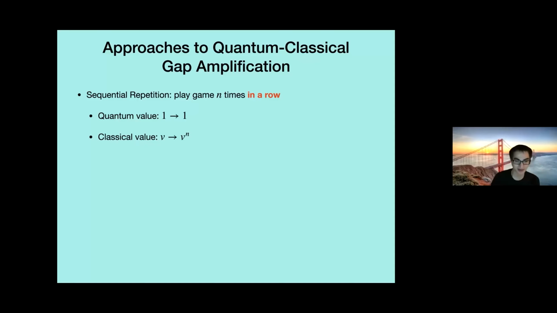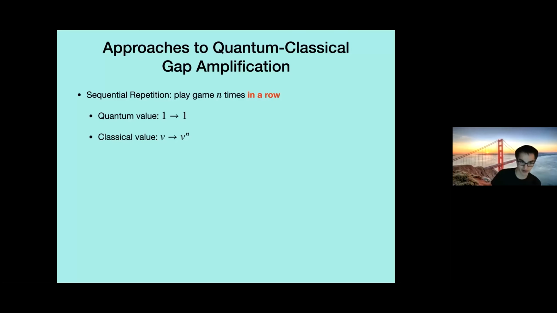Similarly, the classical value kind of behaves as you'd expect when you repeat sequentially. If you started with some classical value v, where v is less than 1, then when you repeat n times, the classical value becomes v to the n. So it approaches 0 exponentially quickly. The main drawback of sequential repetition is that you're playing many rounds, which costs time for you and the players if you're the referee. And this can be detrimental in some settings.